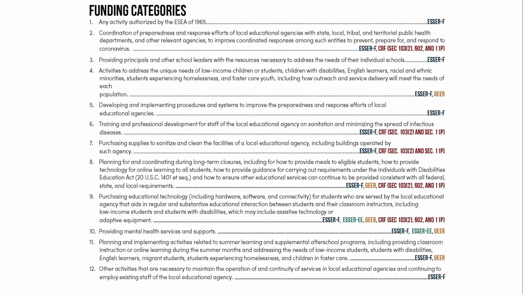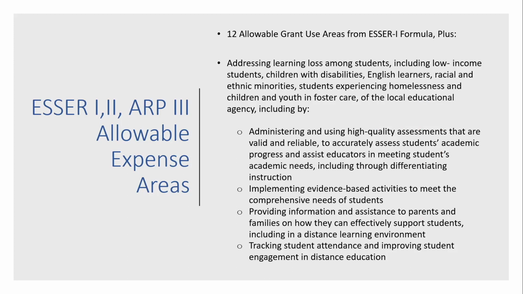So on the next page, it goes into that for ESSER 1, 2, and 3, in addition to the 12 allowable uses that I just showed you for ESSER 1 formula, there are more uses that are allowed. Originally, it was just ESSER 2 and 3, and now they have gone back. More recently, we just found out on Friday, that allows you to now use ESSER 1 using these additional allowable uses. So it talks about learning loss is a big one.